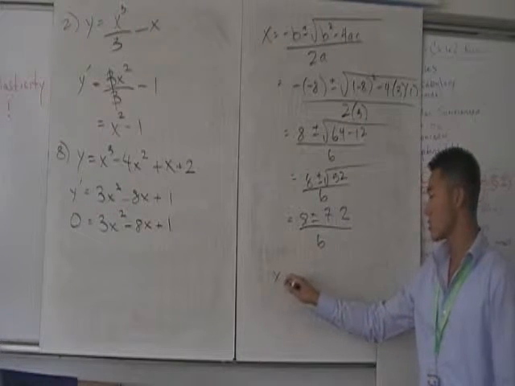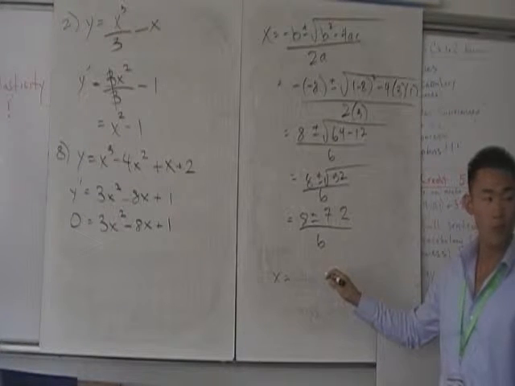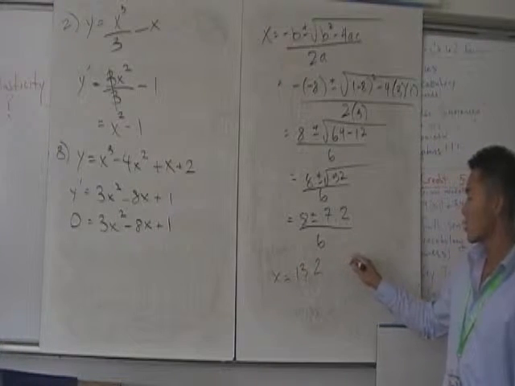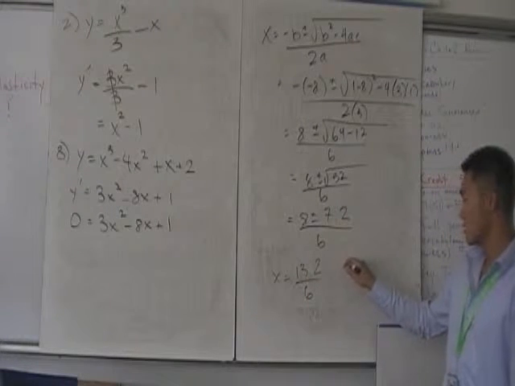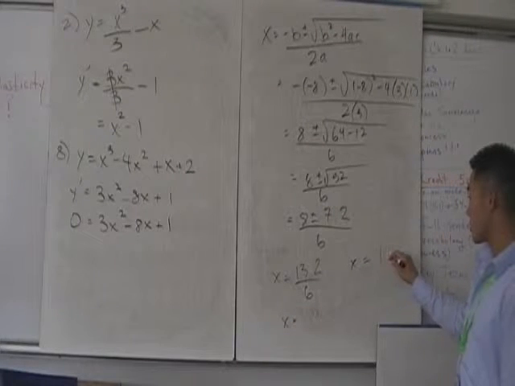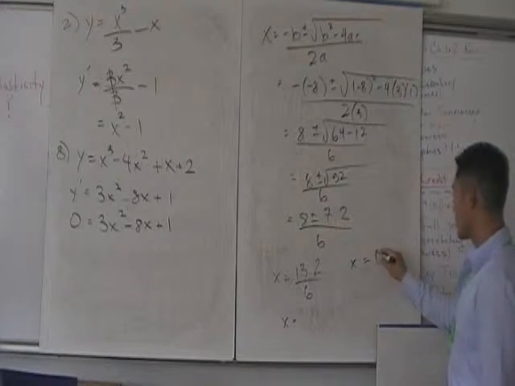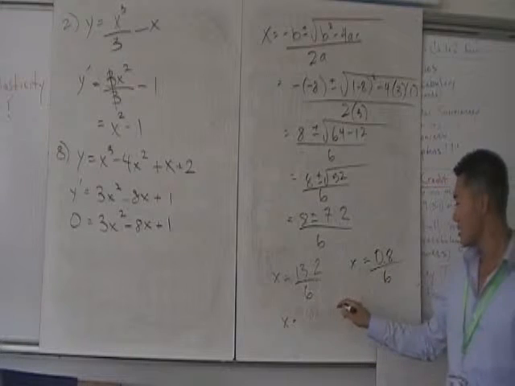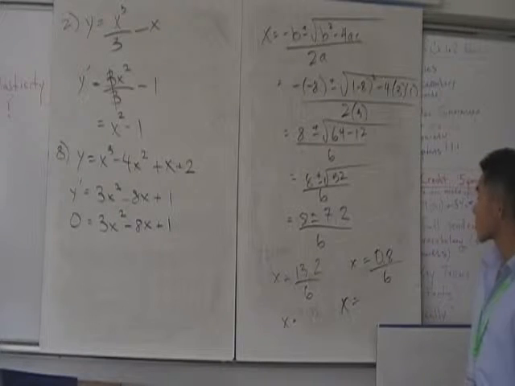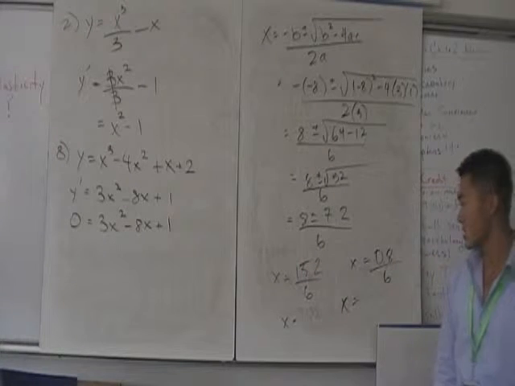So your two answers are what? 13.2 over 6, okay. Your other answer is 0.8. Alright, 13.2 divided by 6 is... someone said 50.2, I caught my own mistake there.